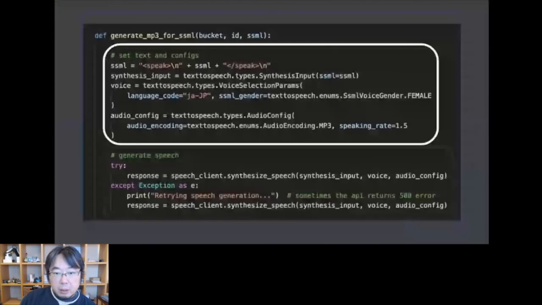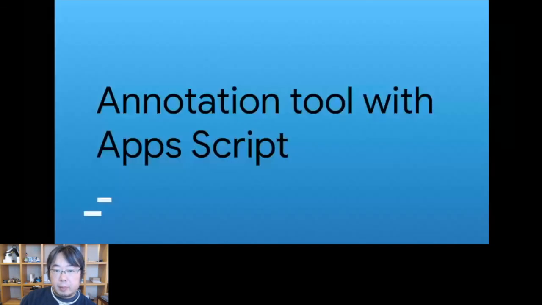And then lastly, I specified the language of the generated speech voice, or the gender of the voice, and call the API. That's it. So that you would get the MP3 file generated on the Google Cloud Storage.